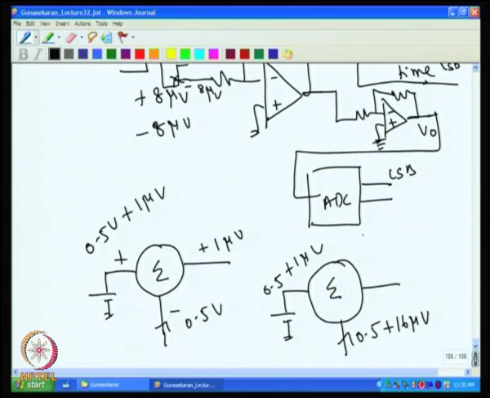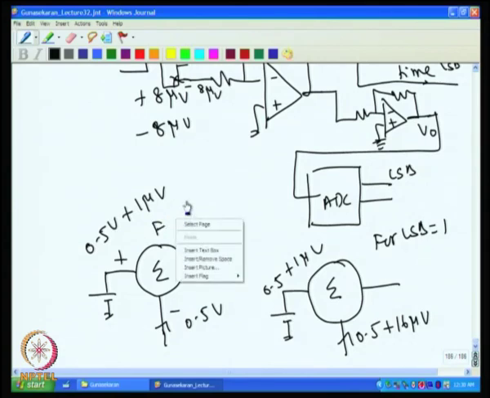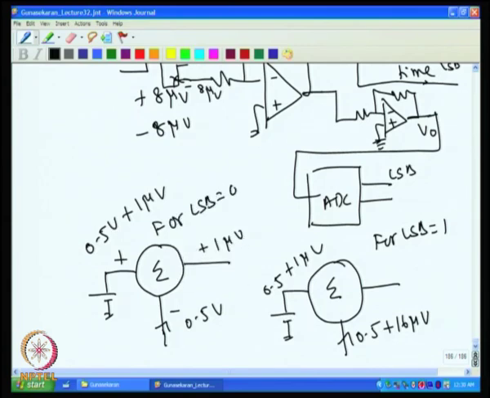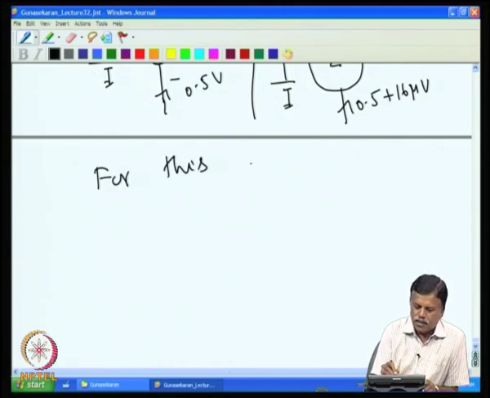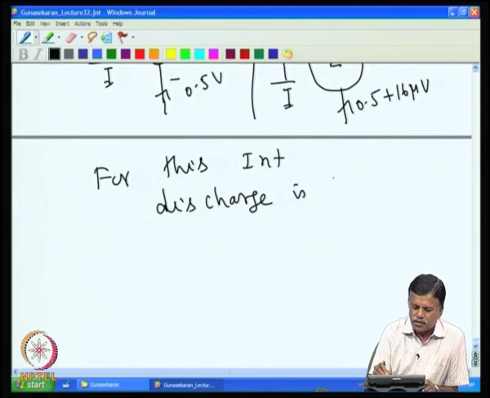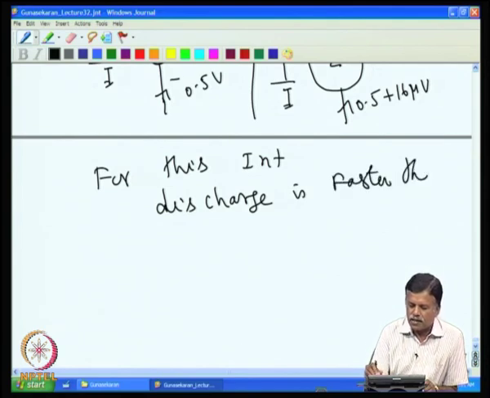This is the condition that you get for LSP equal to 1 and LSP equal to 0, and here the output will be minus 15 microvolt. That means now the discharging will be faster than charging. So, for this integrator, discharge is faster than charging.